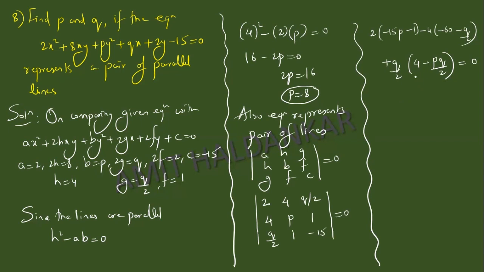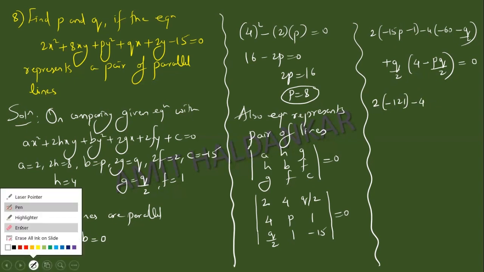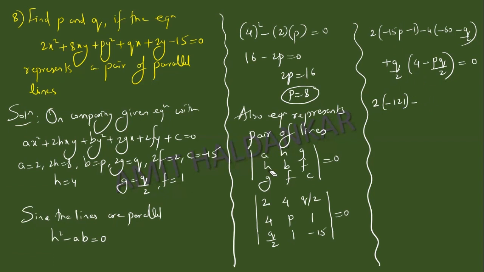So you can substitute this value now. 2 into minus 15 into 8 is minus 120, minus 1 is minus 121. Minus 4 into minus 60, let's calculate this also. Minus 4 into minus 60 is plus 240. Minus into minus is plus 4q by 2.